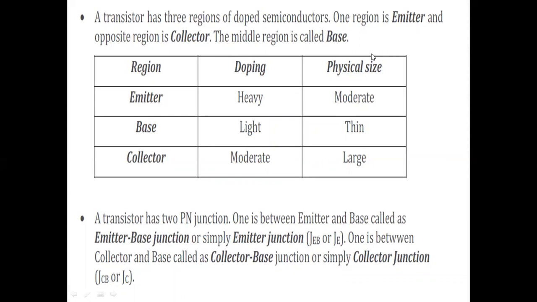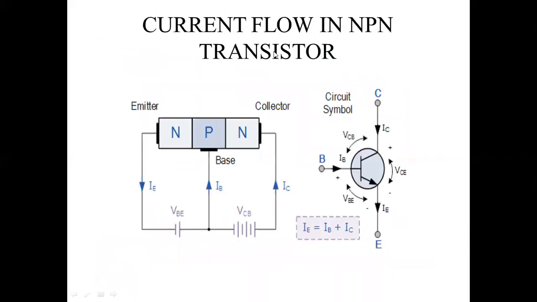Yes, sir. Next, we are going to discuss biasing. Biasing means we have to give the supply here. Which type of transistor is there? NPN. In this NPN transistor, this one I will consider as emitter, this one as collector, and this one as base.